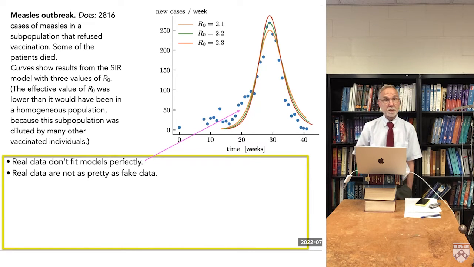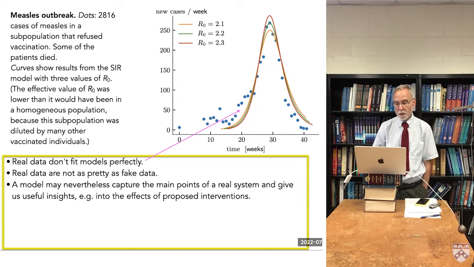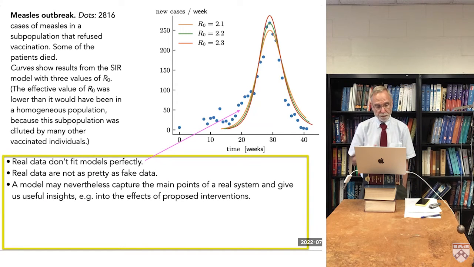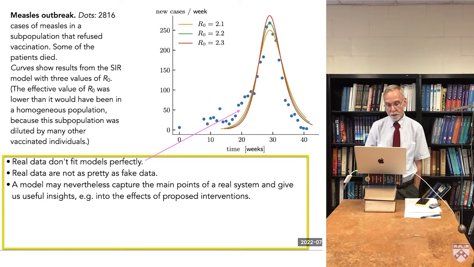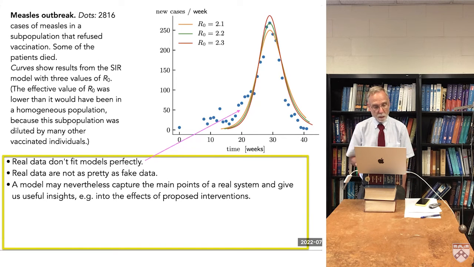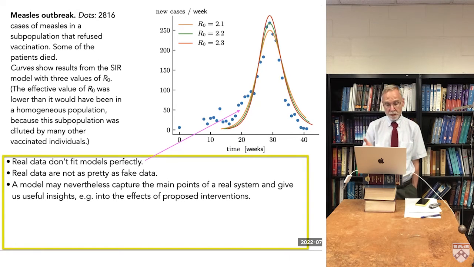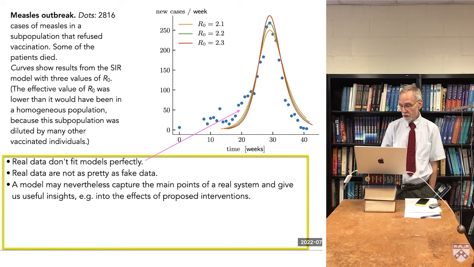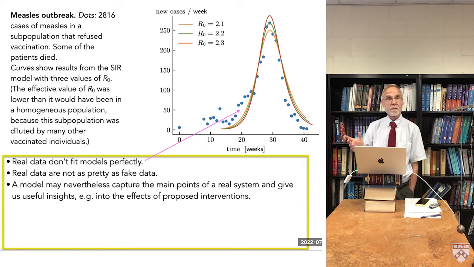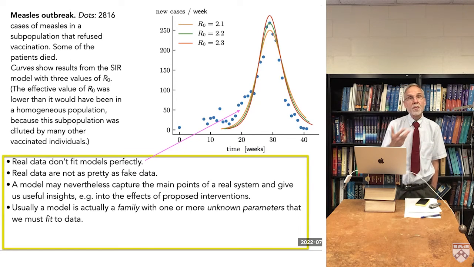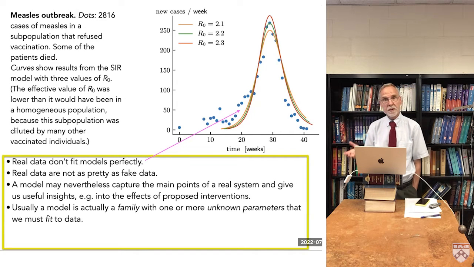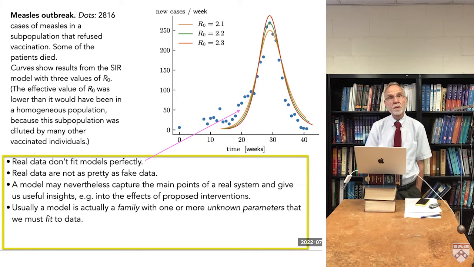Real data are not as pretty as fake data. For one thing, real data has some random fluctuations. There were only fewer than 3,000 people in this whole population, not an infinite number. Still, nevertheless, a model may capture the main trends of a real system and tell us some interesting insights, like the effect of some kind of intervention, like quarantining people, for example. Usually, how important is quarantining people? Does it make a big difference? Does it make a little difference? This is the sort of thing where you can run hypotheticals in models to get answers to questions like that.